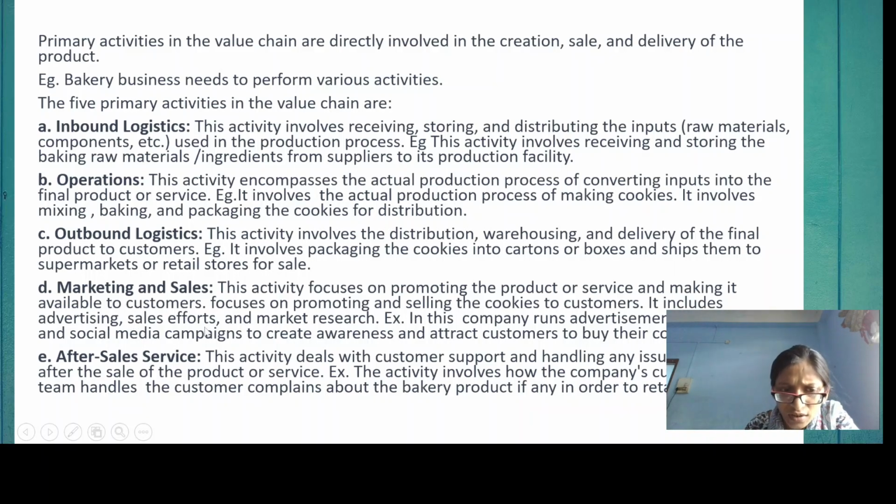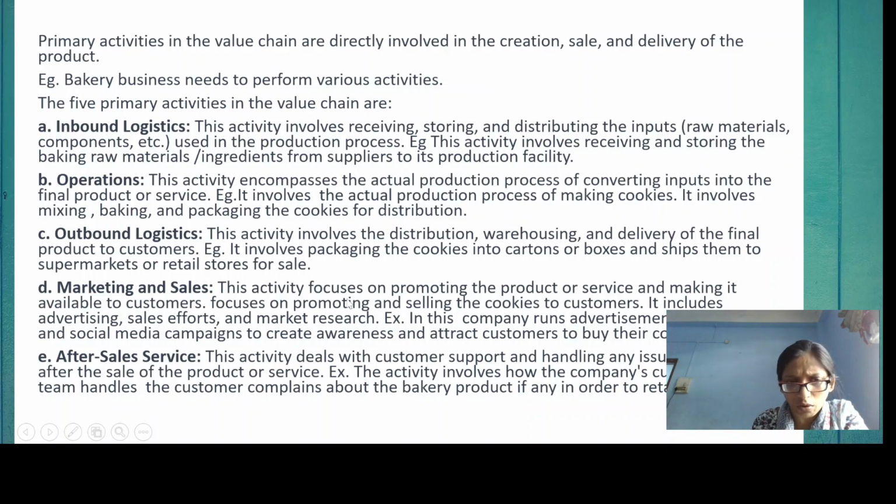So if it's needed, then you have to adopt various techniques like social media campaigns, some event organization, event management. Through some of the programs you can promote your product to create awareness and attract your customers towards your cookies or baking products.